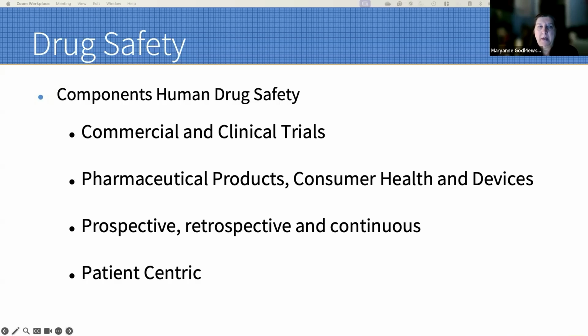Even if a drug is taken off the market or it doesn't get commercialized, we still follow up. At Bayer, I'm responsible for all our pharma products, all the consumer health products that we have, including Bayer aspirin, and devices. We also have not only medical devices, but some combination products. Drug safety is both prospective and retrospective, and it is continuous. So there are some individuals that look at retrospective data, and other folks that look at prospective information, and we're continuously monitoring the patients, and we're patient-centric.